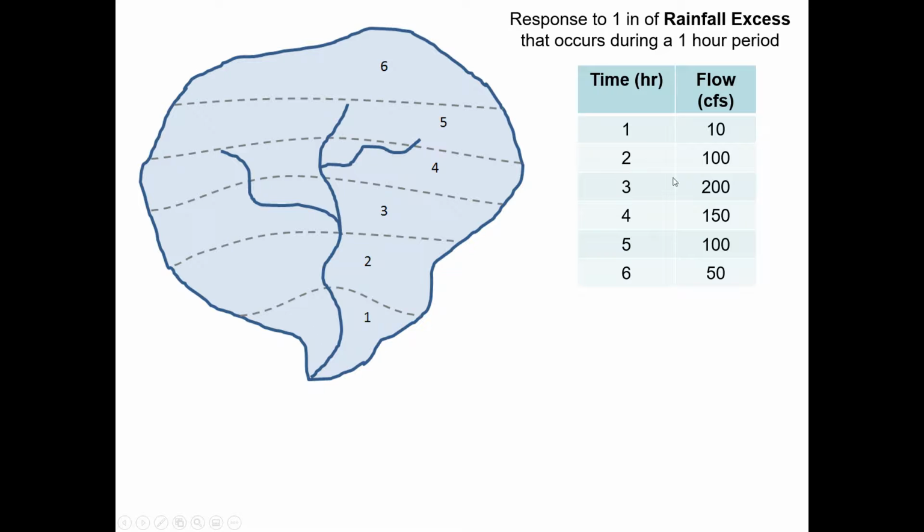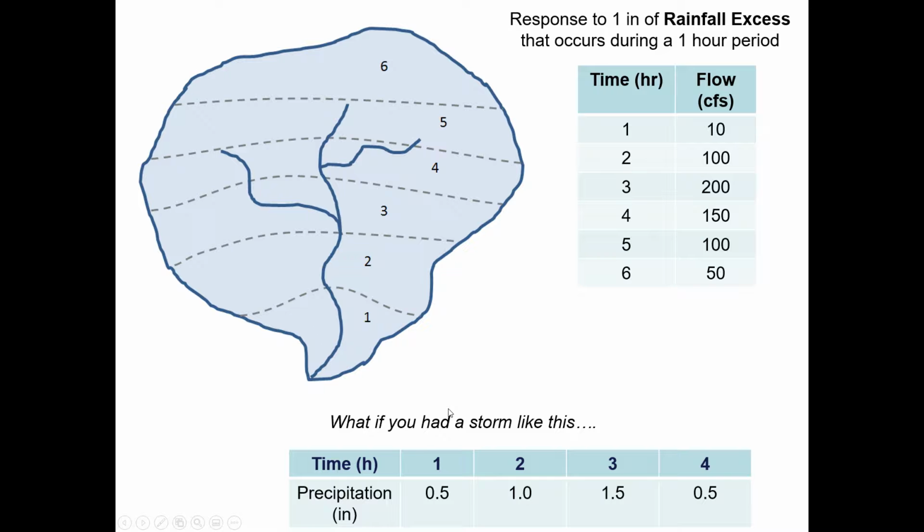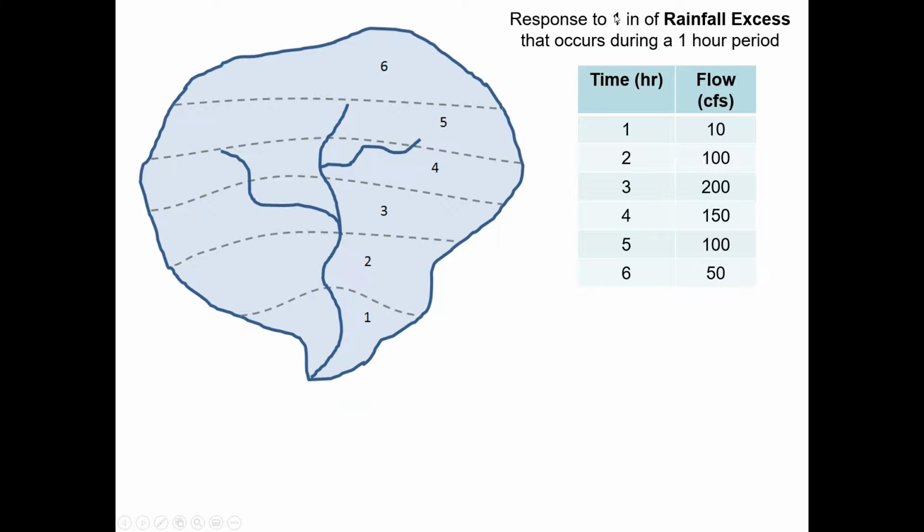So here's the runoff. And what we could do is we could say that the unit flow for time 1 is 10 CFS. So that just means that we know that this was caused by 1 inch of rainfall excess. And so if we had a different amount, we could just scale up or down how much we expect to see at the outlet. So this is for 1 inch. If there was 2 inches of rainfall excess, then our hydrograph would be 20, 200, 400, 300. It would just be double.